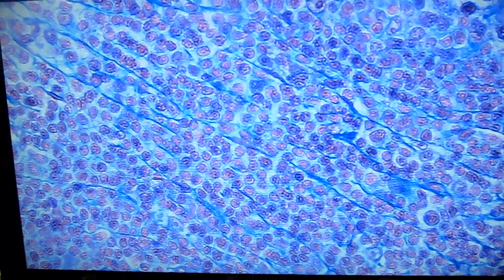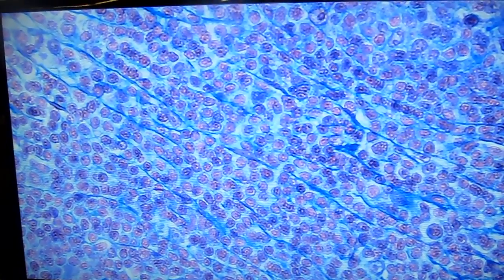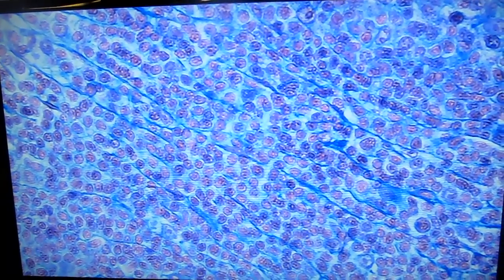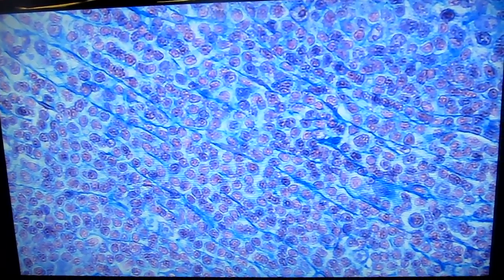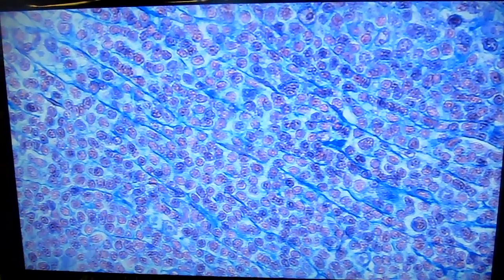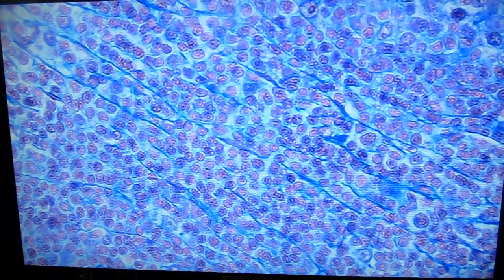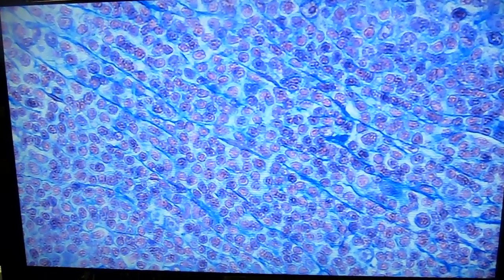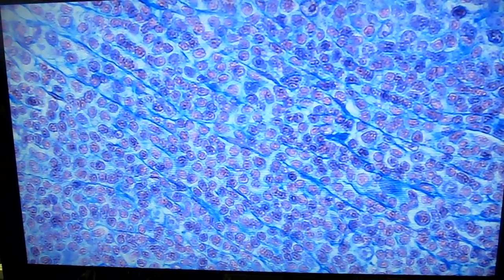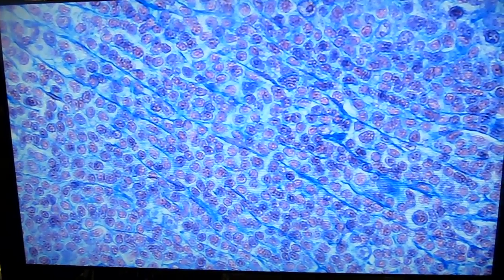Okay, so here's our final loose connective tissue. Again, you can see some fibers, but there's definitely a lot of material other than fibers taking up this screen. And this particular loose connective tissue is reticular connective tissue.